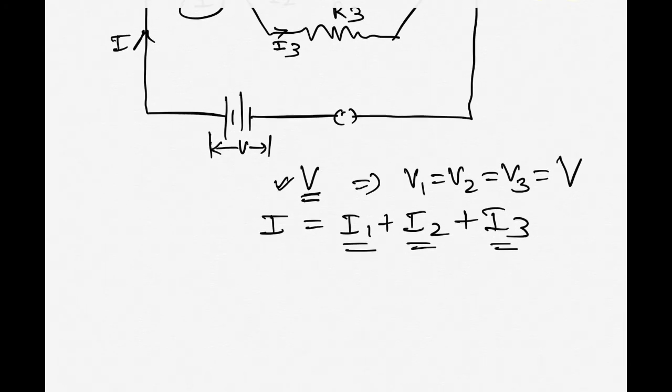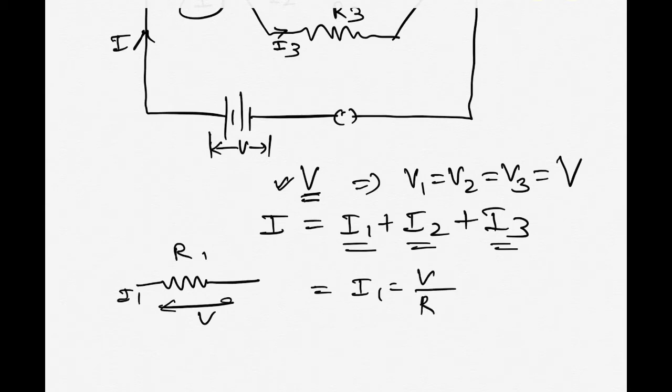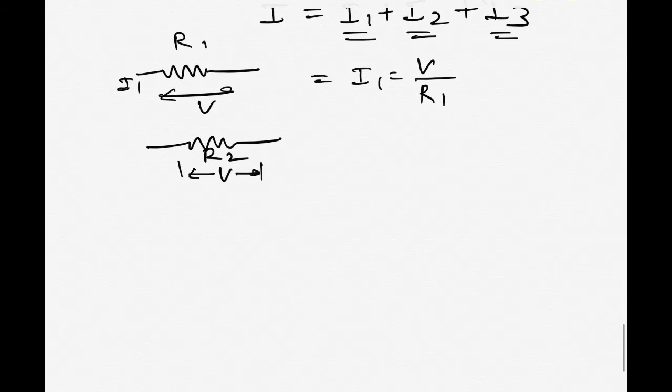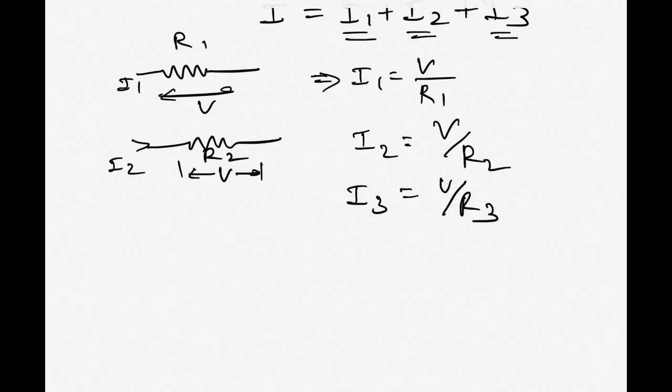Now if we apply Ohm's law for each resistor: for R1, the current is I1 and the potential difference across this resistor is V, so we can write I1 as V upon R1. Similarly, for resistor R2, the potential difference is V and the current is I2, so I2 is equal to V upon R2, and similarly I3 is equal to V upon R3.